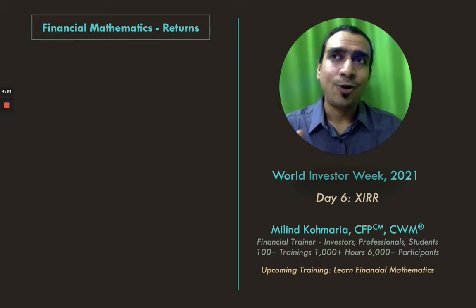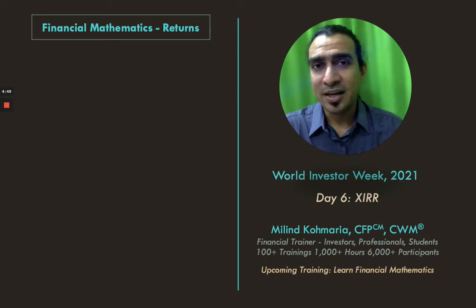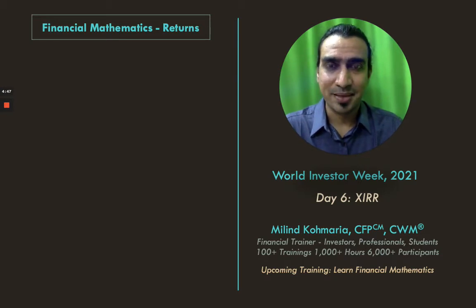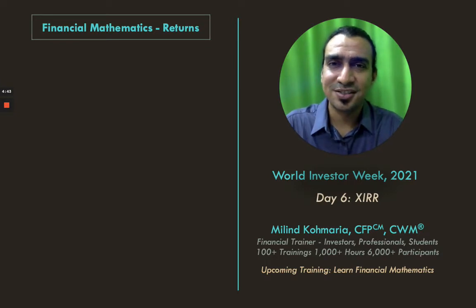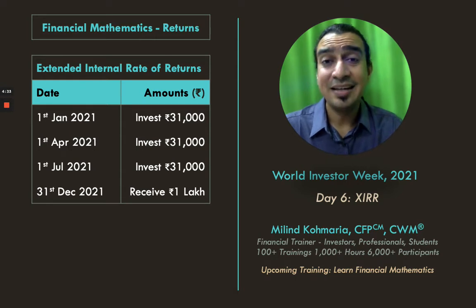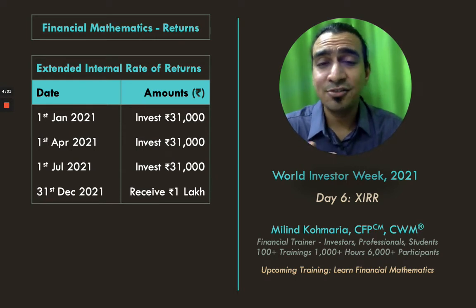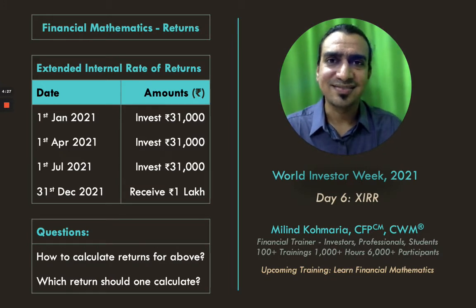Until now, all the return numbers that we looked at, we talked about one cash inflow and one cash outflow. But you'd be saying, Milind, this is something that happens on your transaction. I mean, it just happens on books. It's not practical. Practically, we receive investment schemes something like this. I invest 31,000 for 3 quarters, and at the end of fourth quarter, I receive back 1 lakh rupees. How do I calculate returns for this kind of a product? And which return should I calculate?